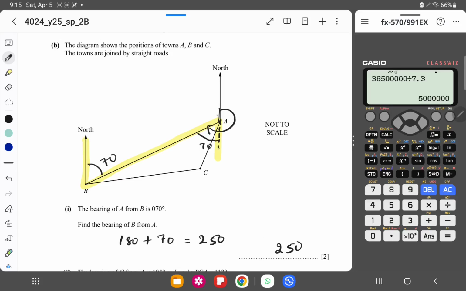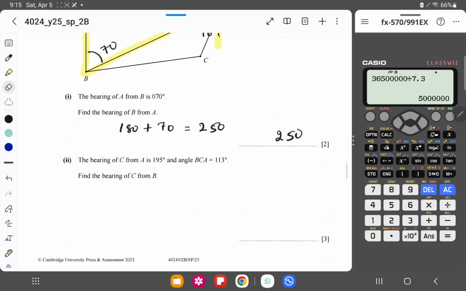Or you can do, I told you, it will become 110 and then 360 minus 110. That will also be 250 degrees. All right, now go to the next part.